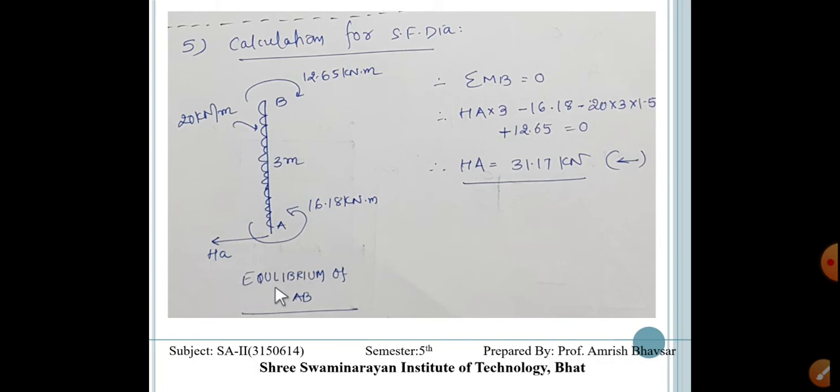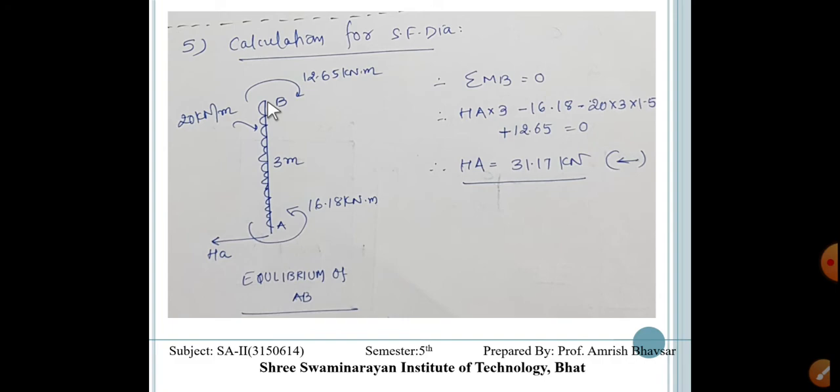Here let us see the equilibrium of AB, and for the equilibrium of AB what are we going to do? Here on AB there is a 20 kilonewton per meter UDL. This is B. At joint B there is a clockwise 12.65 moment, and here an anti-clockwise 16.18 kilonewton meter moment. And here we are finding out the horizontal reaction at A, and that horizontal reaction must be found with the help of the equilibrium of AB. This equilibrium means sigma MB is equal to 0.